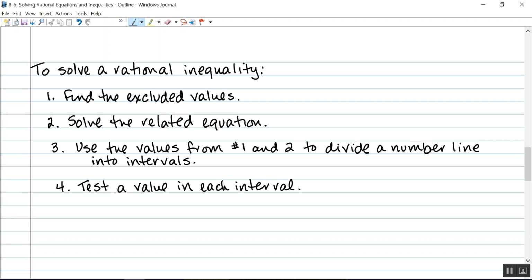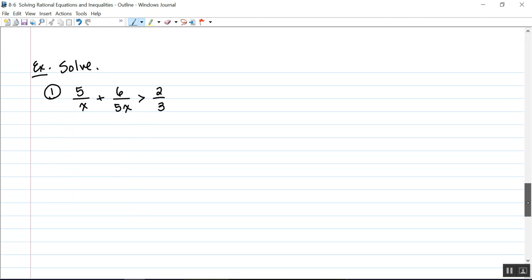We solve the related equation. Solve it as though it was just an equal sign instead of a greater than or less than, and then use the values from the first two steps to divide a number line into intervals, and then we need to test a value in each interval. So your solution is going to be most likely either an and or an or inequality. Let's take a look at a couple examples.